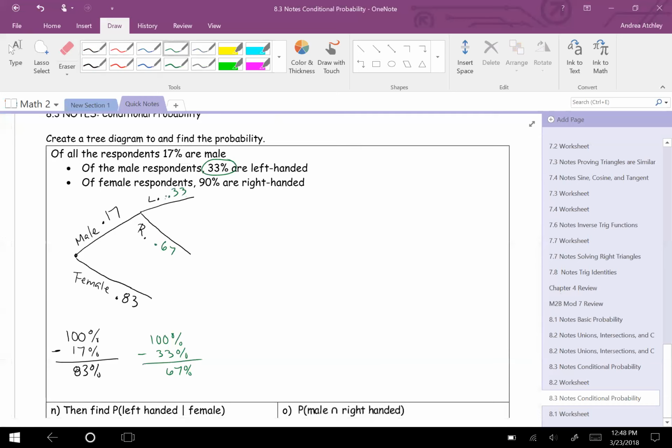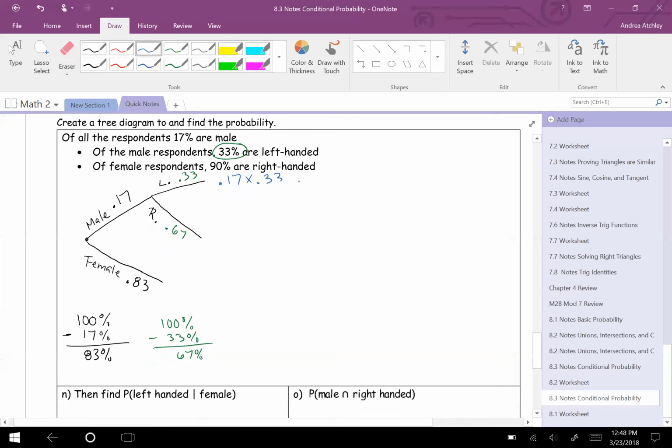Okay. Then we need to find the probability of both. So we multiply 0.17 times 0.33. That gives me 0.056. Does the 5 move up? Yes, so this is 6% here.